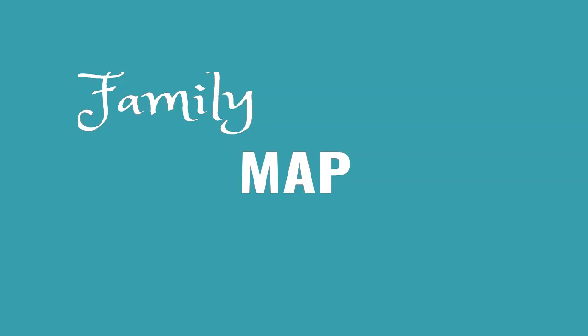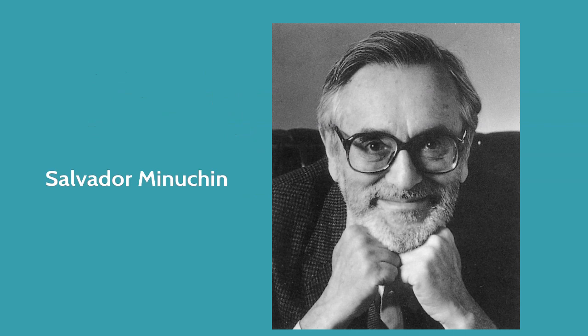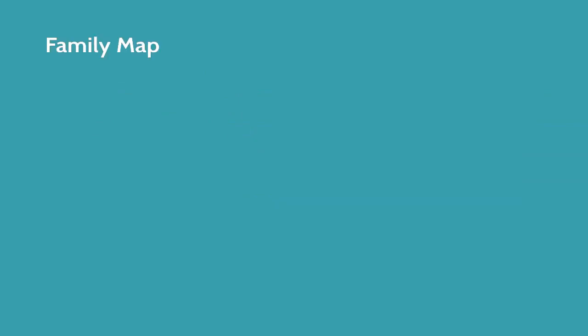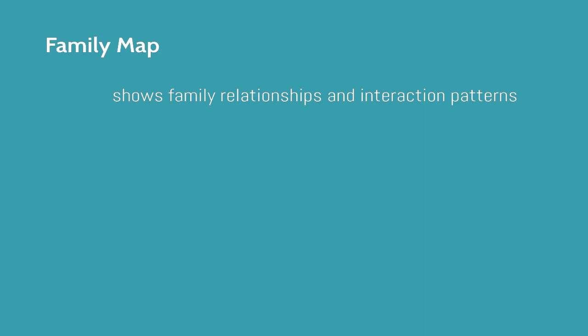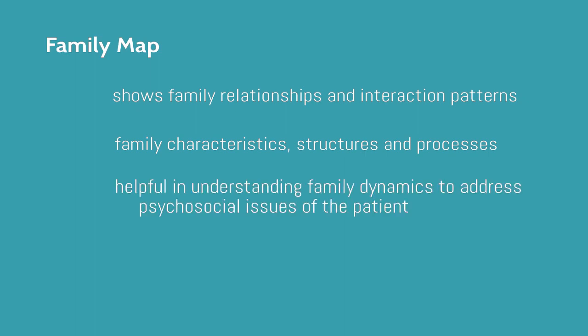Our next topic is Family Map. Family Map was developed by Salvador Minuchin, a psychiatrist and a family therapist. This is a tool designed to reflect family relationships and interaction patterns. By looking at the family map, we can see the characteristics, structure and process of the family, and this is useful in understanding the family dynamics in order to address the psychosocial issues. It also provides a schematic description of whom to ask for assistance in making decisions for the patient.